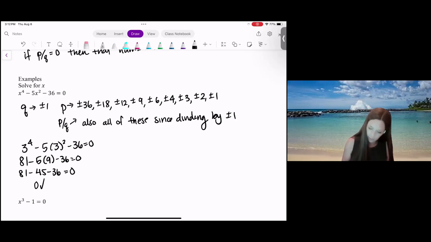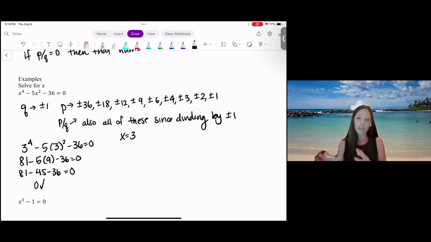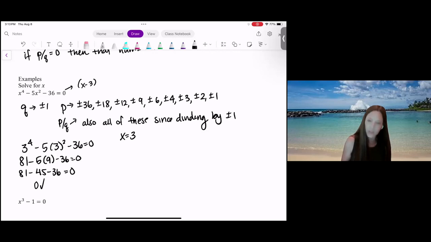So what I know is that 3 is a 0. When I have x equals 3, the way that I write that as a factor would be x minus 3. So if I was to try and factor this, I know that x minus 3 is one factor, and I want to figure out what the rest of the factors are to help me solve. I know that x equals 3 is an answer, but also if I'm writing it as a factor, that's x minus 3. So let's use synthetic division to go ahead and reduce down by factoring out the x minus 3.